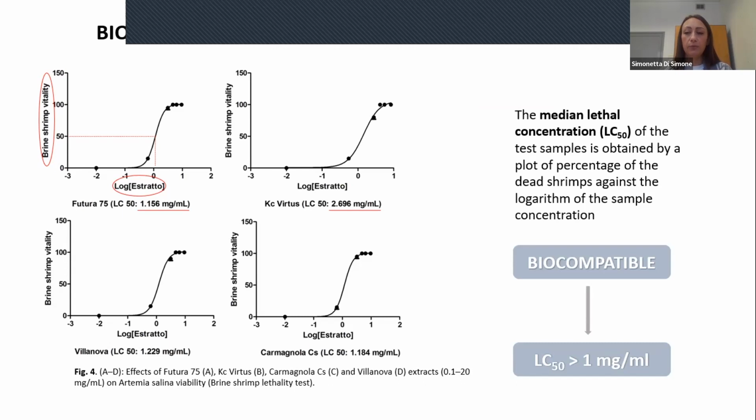The second important thing that we get from this kind of study is that the resulting LC50 value gives us an indication of the extract concentration to use for the following in vitro studies on cell lines. This concentration has to be at least 10-fold lower. So let's say we have an extract that has an LC50 of 2 milligrams per milliliter. This means that we will use a concentration of 200 micrograms per milliliter in the in vitro assays.